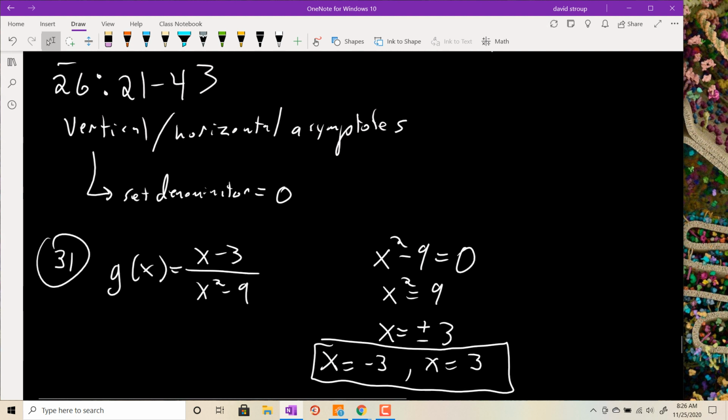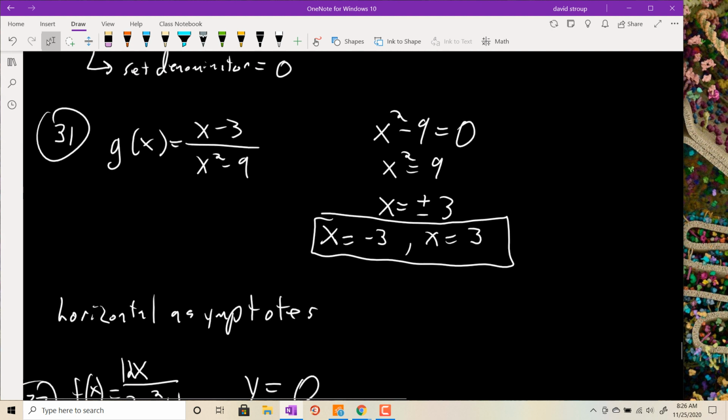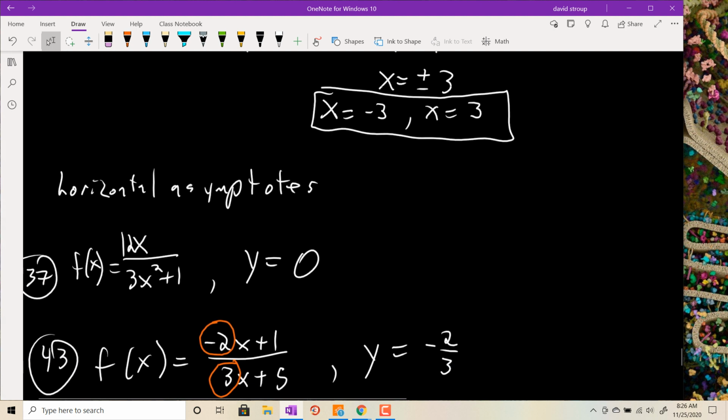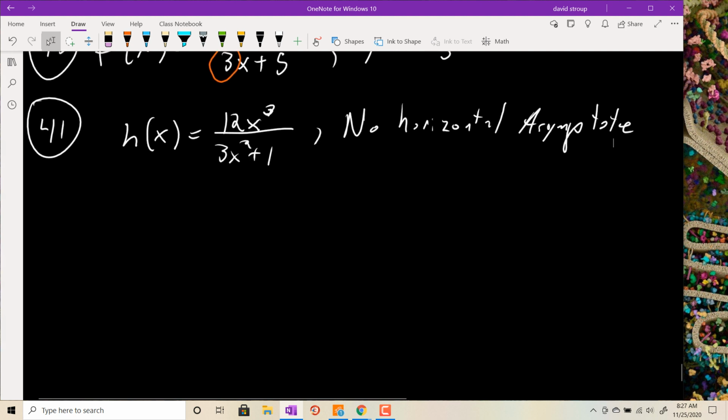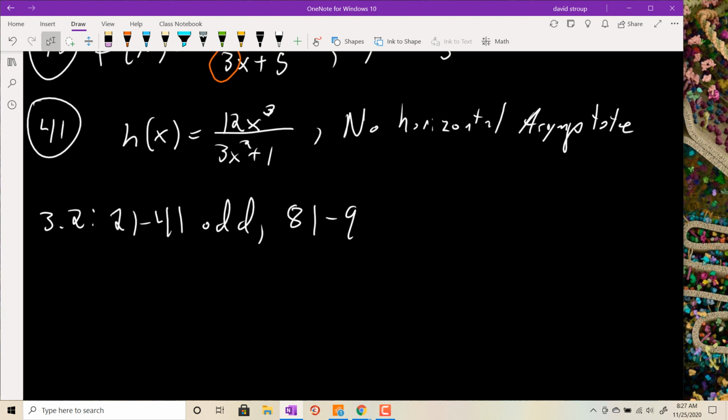Okay. So that's 2.6. Then we're just going to jump out of chapter 2 into chapter 3, which is all about exponentials and stuff like that. Okay, so we'll begin with 3.2, which is basically, can you evaluate logarithms? And so we're looking at problems like 21 to 41 odd, and then 81 to 99 odd. Okay, so 3.2. Let's take a look at some of those from the book.